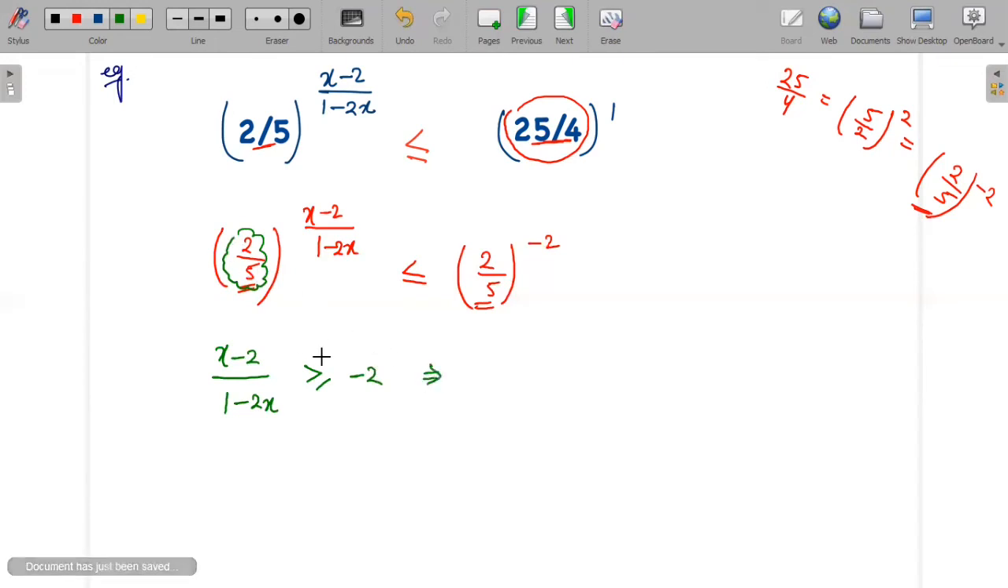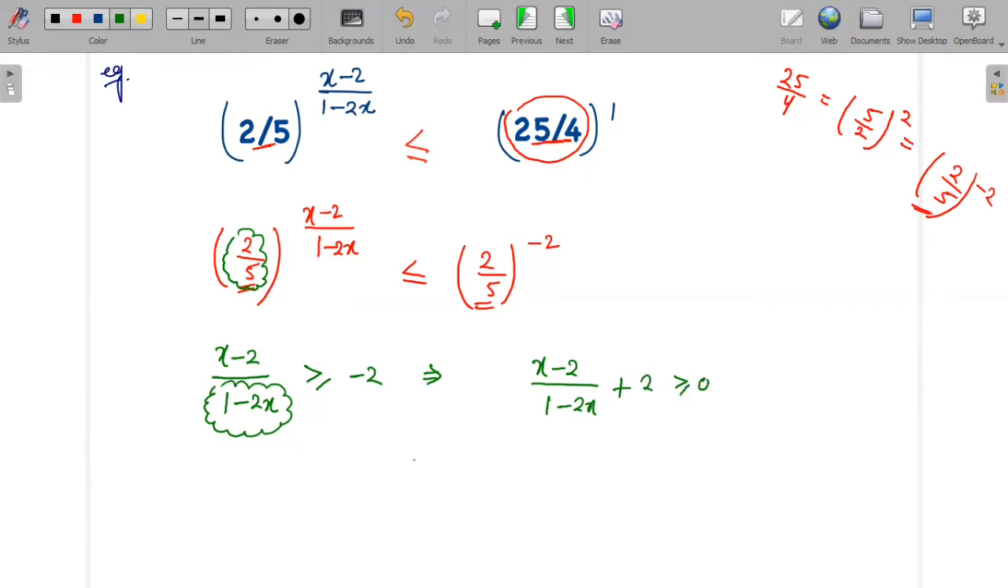Now bring this -2 to the other side. Please do not cross multiply both sides because you are unsure about the denominator. It may be positive for some values of x, it may be negative for some values of x, and it can even be 0. So it is advised to bring this -2 to the other side, and we have this inequality.